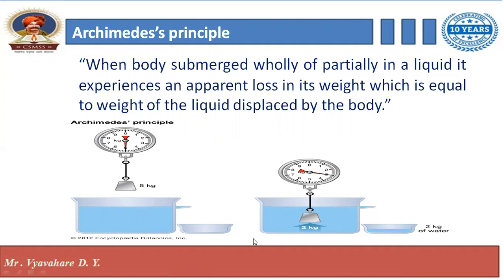The picture shows that when a 5 kg weight is attached to this measuring instrument and dipped in the liquid, the measuring instrument shows only 2 kg, and the displaced water is 2 kg. So Archimedes' principle says that when a body is immersed partially or wholly in a liquid, it loses weight. This loss of weight is called buoyancy.